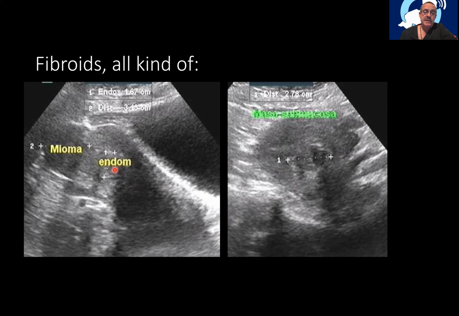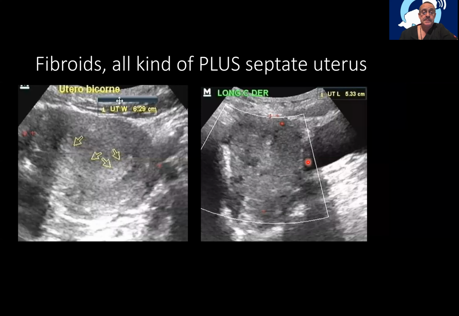Fibroid, endometrium thick. Submucous fibroid, endometrial lining. Septate uterus and fibroids.